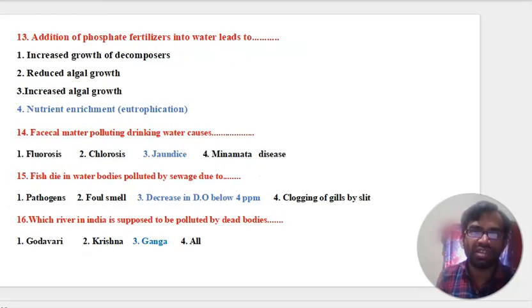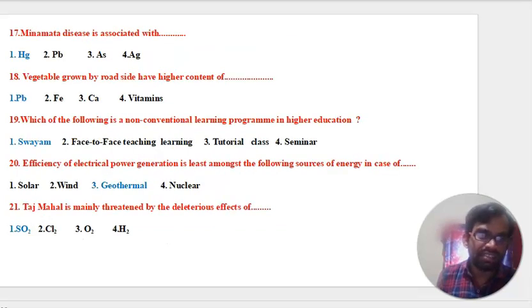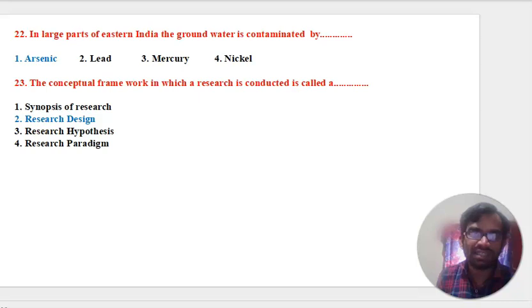I have mentioned that addition of phosphate in fertilizer into water leads to eutrophication, and this is also one of the questions repeated in previous years' UGC-NET. And you can also see that some large parts of Eastern India have water contaminated by arsenic. And this is another question.